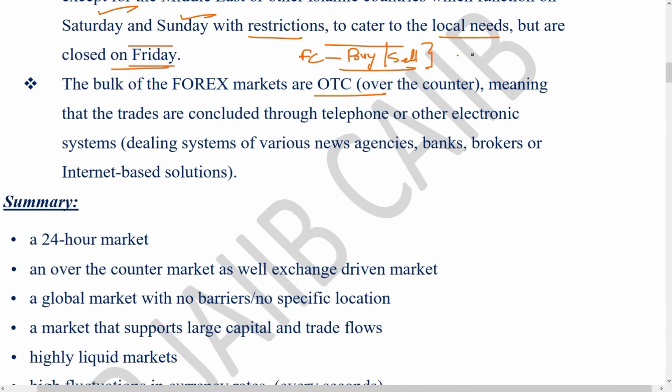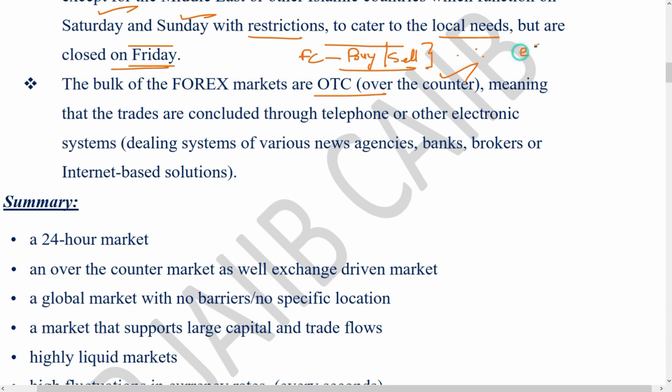So whenever you are going and purchasing some product, you are going directly to some shop. You are going directly to one shop, and at the counter you are purchasing and negotiating with him, and you are purchasing some goods. Okay, this is over the counter.